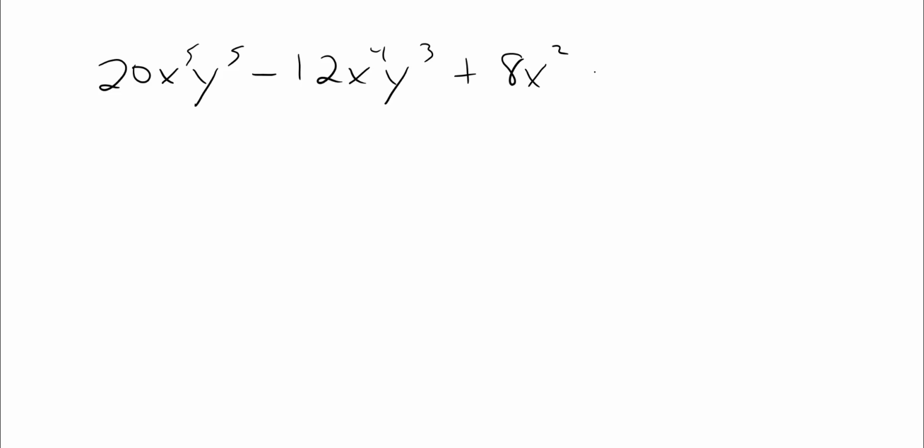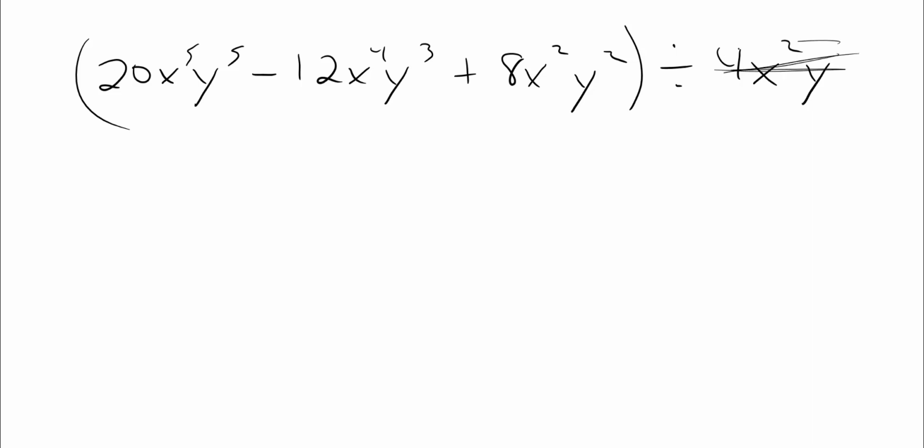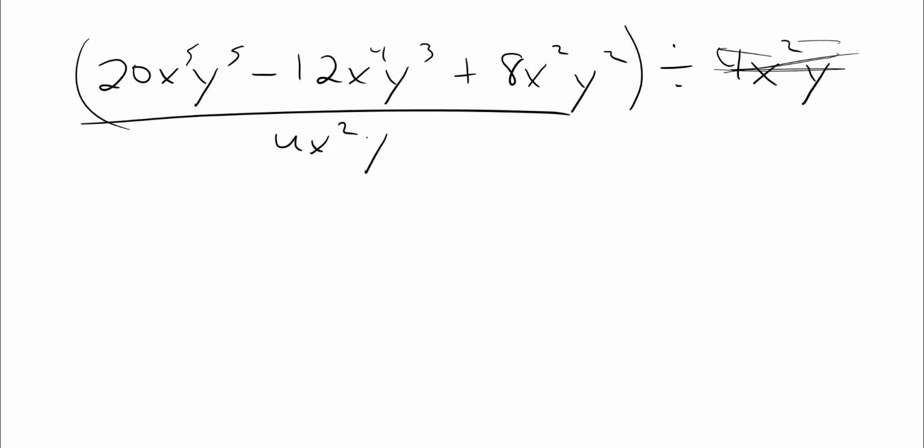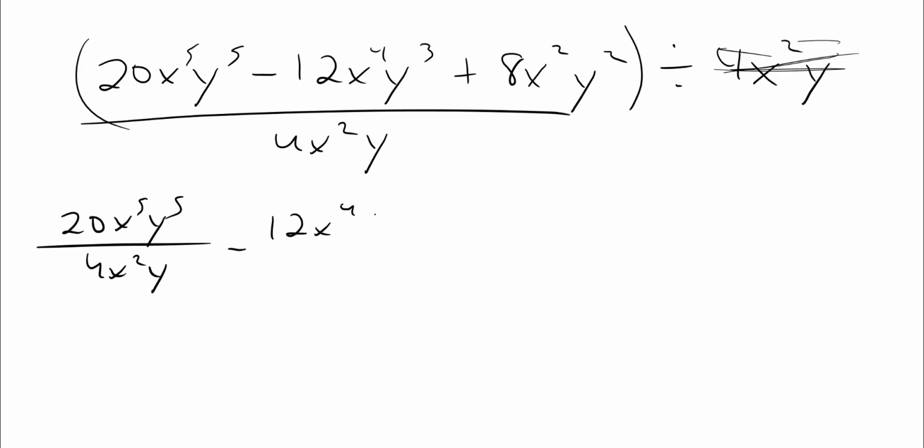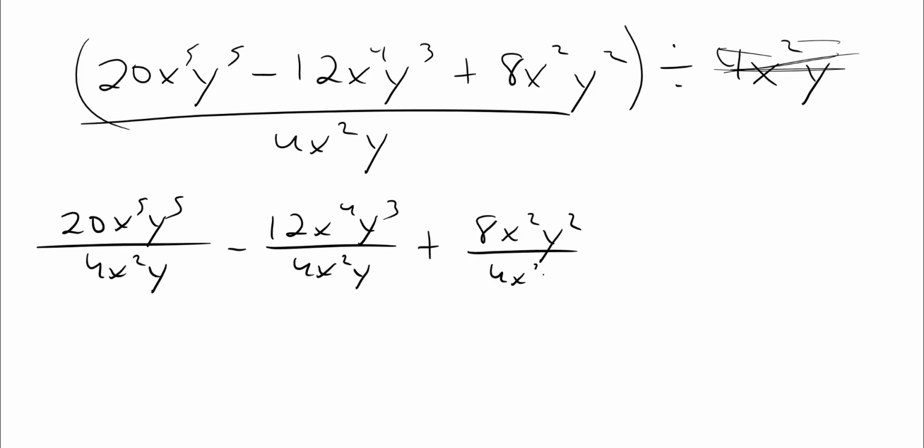Let's say 20x to the fifth y to the fifth, minus 12x to the fourth y cubed, plus 8x squared y squared, and it's written this way, divided by 4x squared y. This is the same thing as the other problem. If you want, just get rid of this and just do this, divided by 4x squared y, because that's all it is. It's dividing that whole thing by 4x squared y, and then you do the same thing we've been doing. So it's 20x to the fifth y to the fifth over 4x squared y, minus 12x to the fourth y cubed over 4x squared y, then plus 8x squared y squared over 4x squared y.